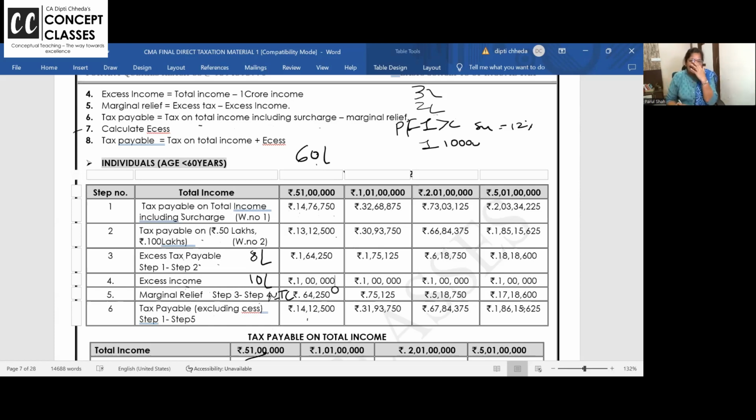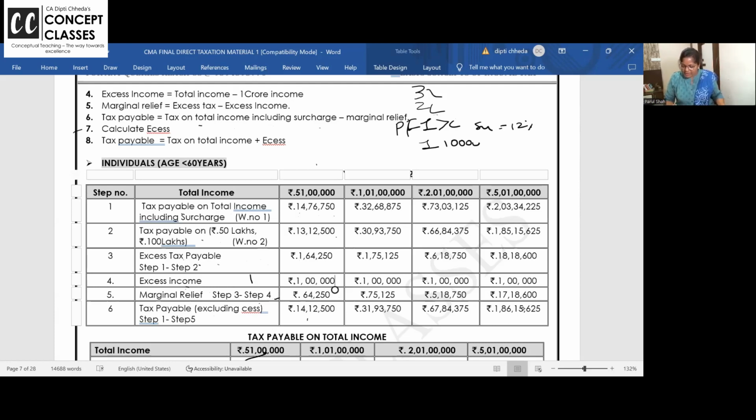Now there are some figures up to which the relief will come, but remembering those figures is not possible, dear. 55 lakhs and change, and like that. So whenever this goes negative, there is no marginal relief. Is my explanation clear or not? You will have to calculate it till the limit, and generally they give the figures nearby. Shall I explain one more?